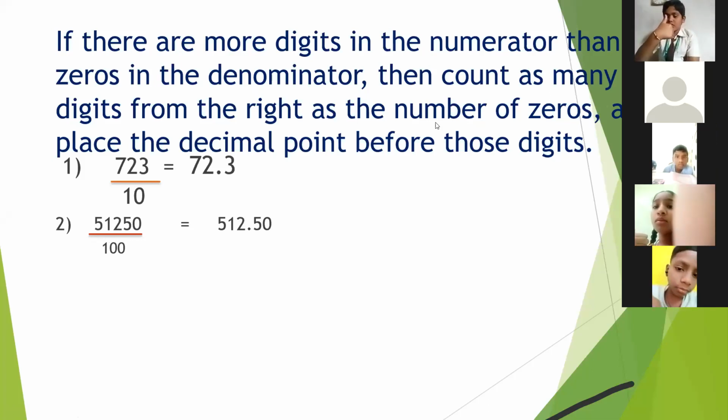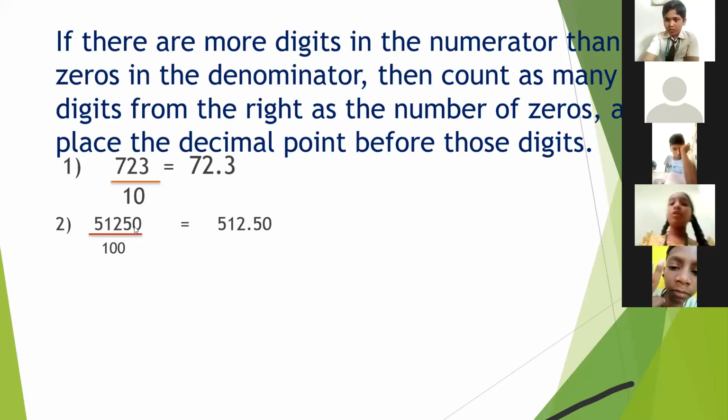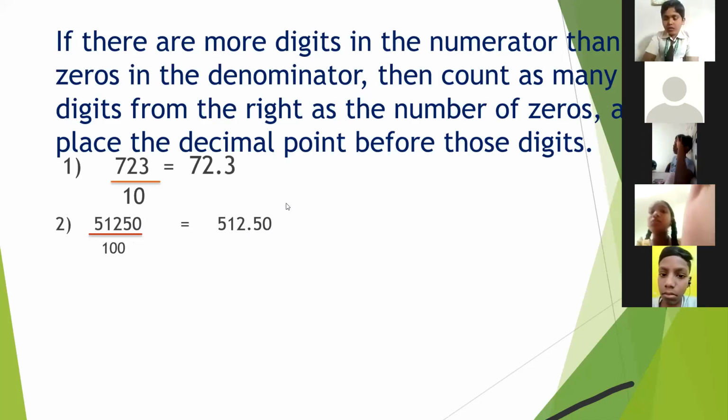Okay. So here also, you will see the number of zeros after 1. After 1, how many zeros are given? After 1, 2 zeros are given. 2 zeros, very good. So you will move from the right. Here, see, this is 1, this is 2. So you will move 2 places and put the decimal over here. So what I have done? 512.50 is your answer. Got it, students?